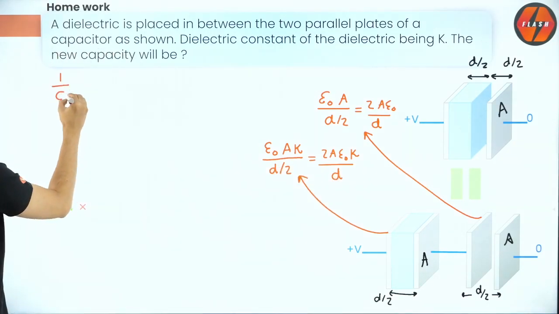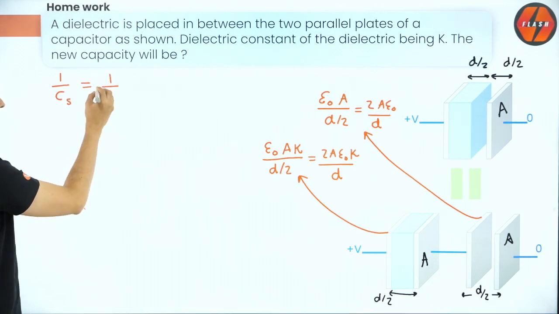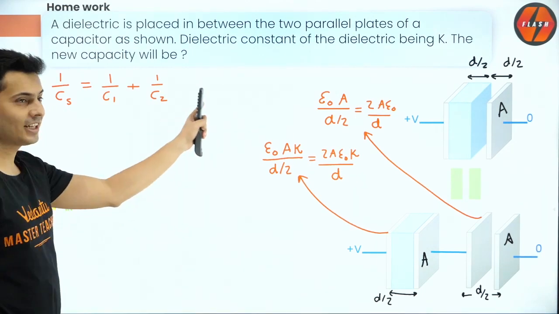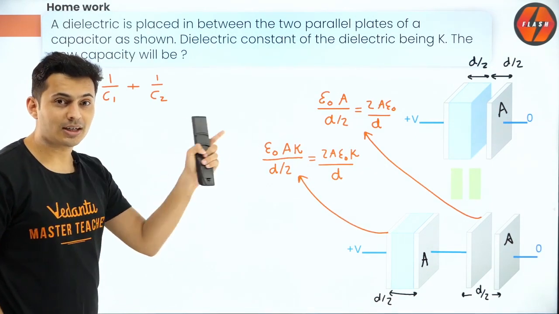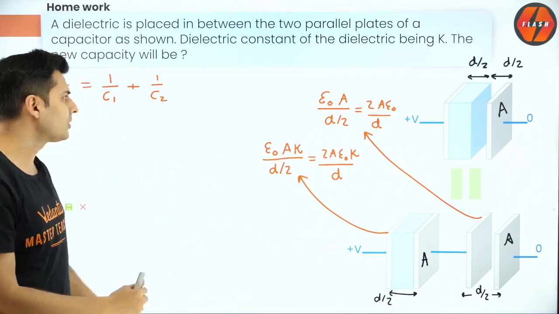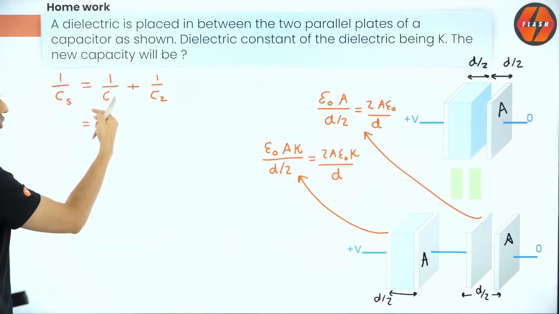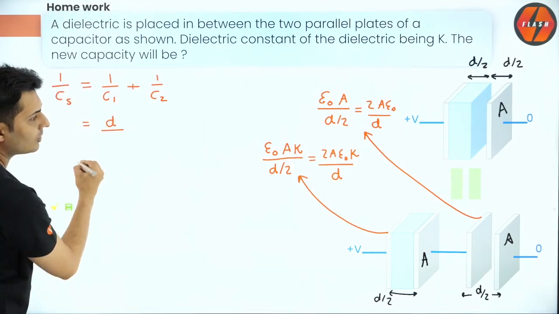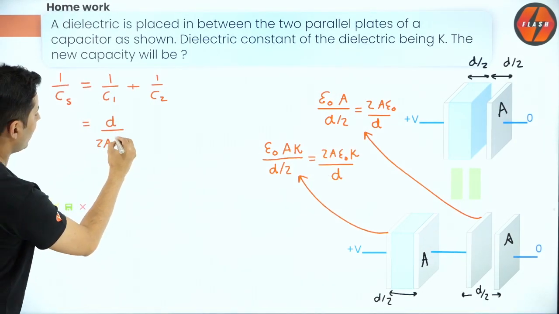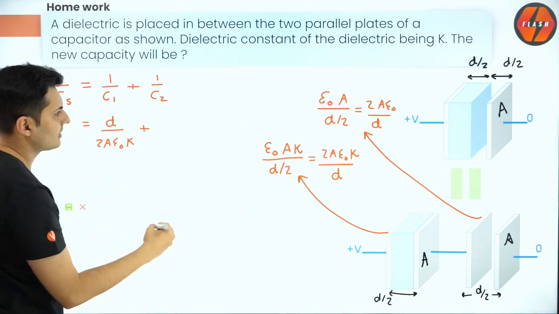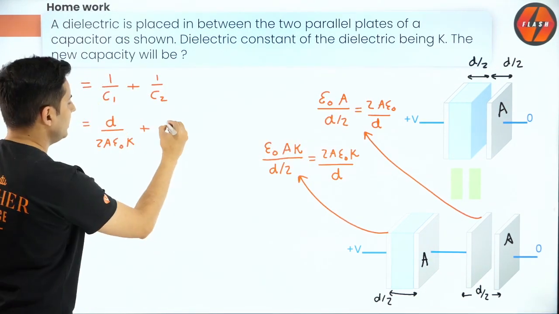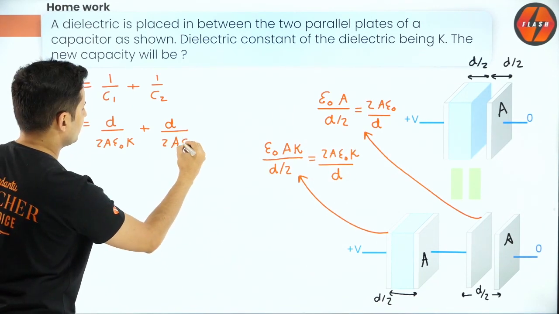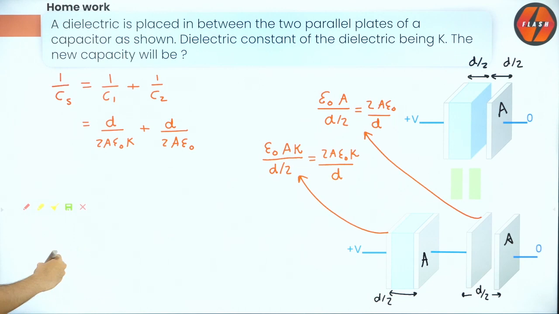Now, once you have understood these two parts, just use the capacitors in series formula. So capacitors in series is given by this formula, 1 by C1 plus 1 by C2. Do not forget it. It is not C1 plus C2. It's not like resistors. It's exactly opposite of that. So just do that. So 1 by C1, just flip this, so that will be easier. So D by 2A epsilon naught K plus, flip this, D by 2A epsilon naught. I hope this is fine.